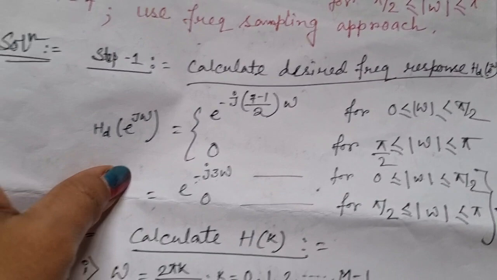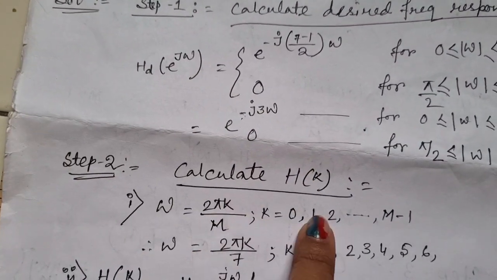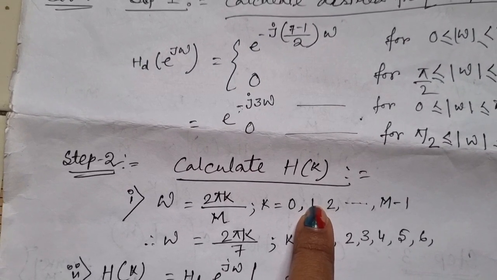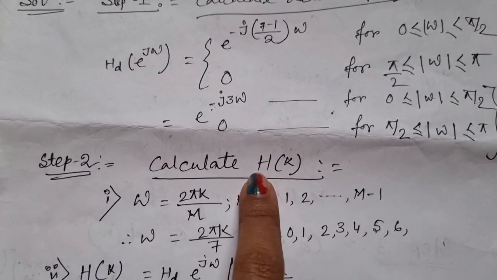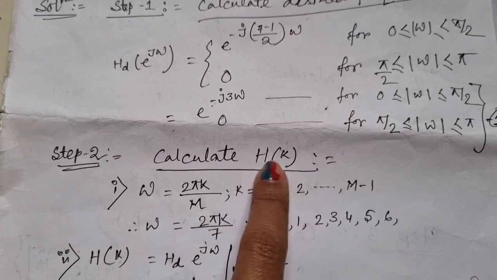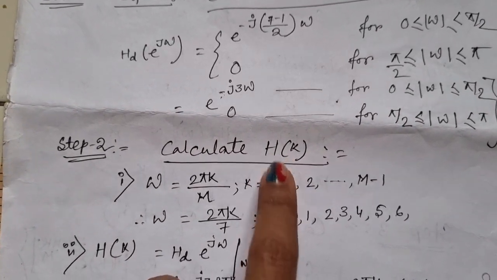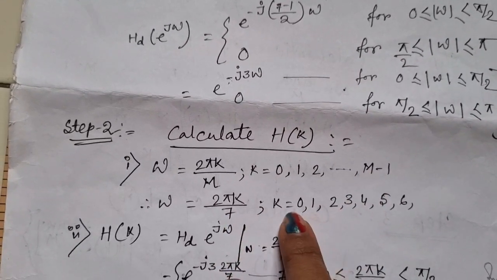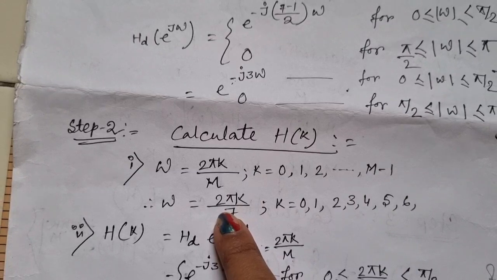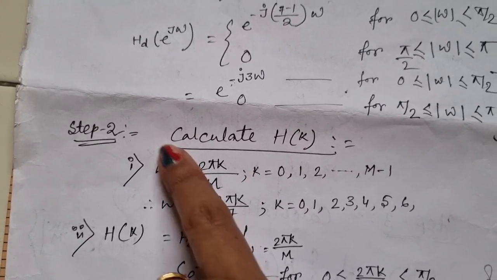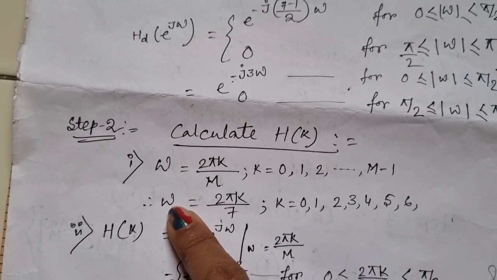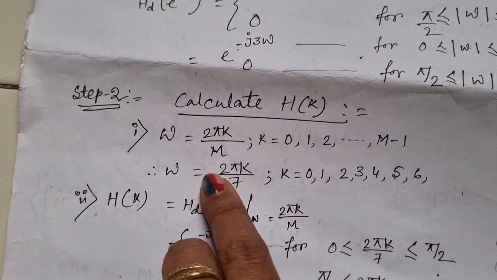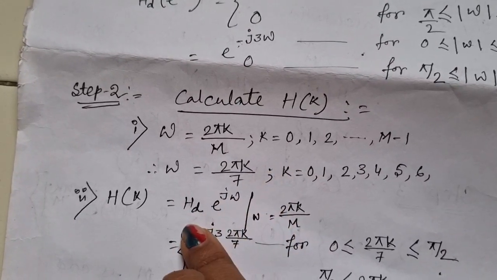next come to step 2, that is, calculate h of k. Whatever we already discussed, that is, modify the range of k, we have to use over there. We have to take different values of k; as the length is 7, the k value will be from 0 to 6. We have to put each and every value, and calculate omega. Okay, so now put the value of k here.